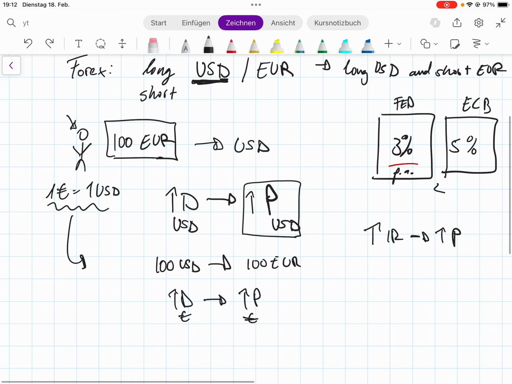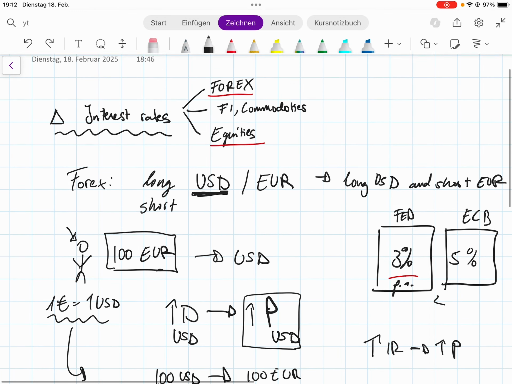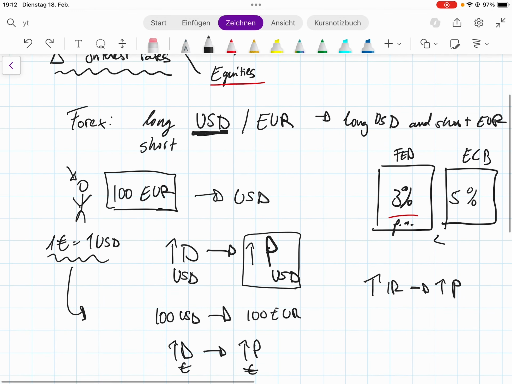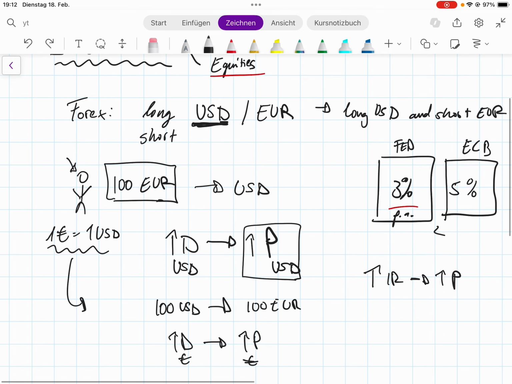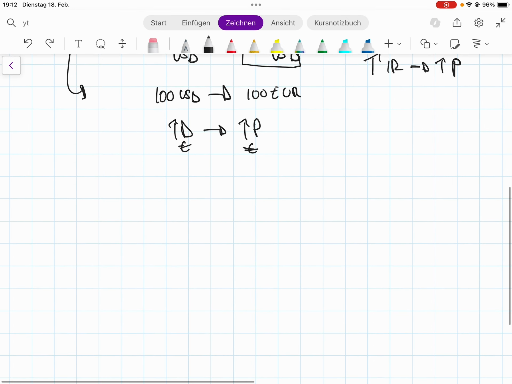Having said that, this is a very oversimplification of what's actually going on, and very often interest rates are already priced in, or there's a series of other different reasons why there won't be such a big change in currencies if the interest rate changes.